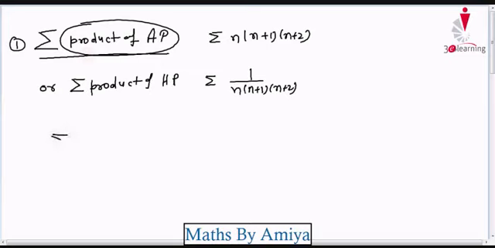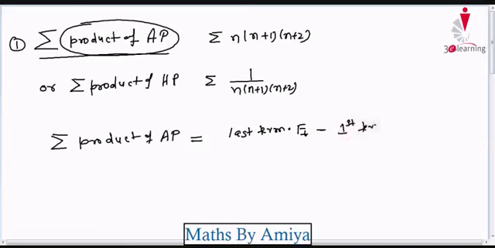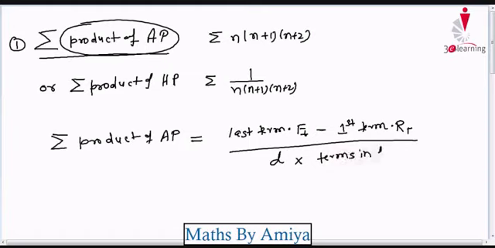Product of an AP. If your general term is nothing but a product of AP terms, then the formula is: last term into forward term, minus first term into reverse term, upon D into number of terms in formula. So this is our formula.